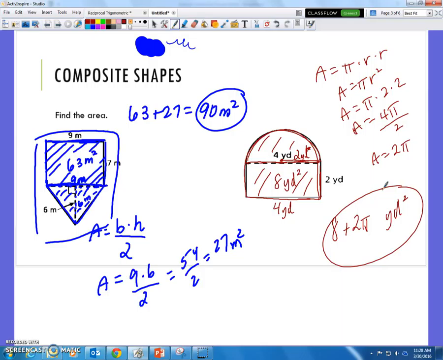Now if it asks you to round to the nearest tenth, you would of course multiply 2 times 3.14 and then add it to 8. But for video purposes, we're going to leave it like that in terms of pi. Let's take a look at the next one here.